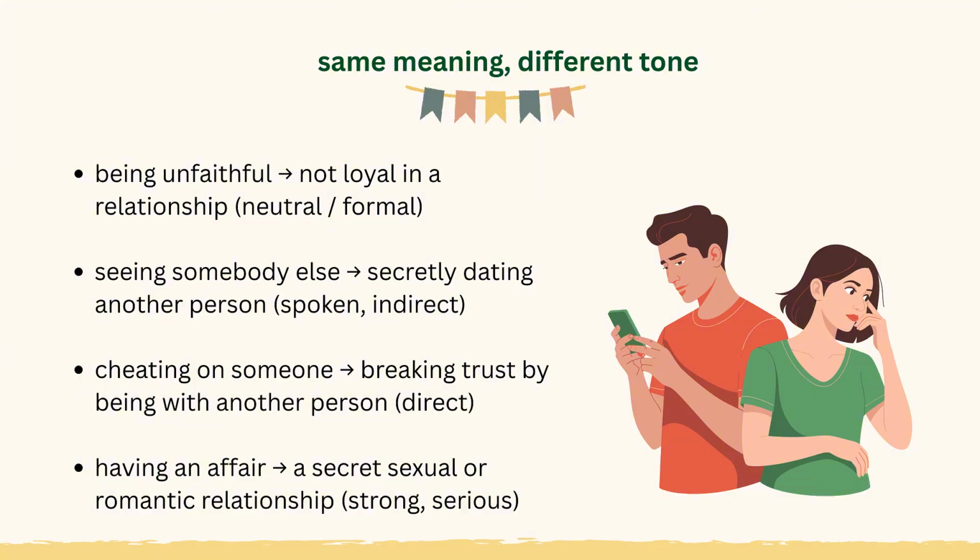Being unfaithful is a neutral, almost formal way to say someone was not loyal. Seeing somebody else is more indirect and very common in spoken English. Cheating on someone is direct and emotional. It clearly shows betrayal. And having an affair is the strongest expression. It usually means a secret and serious relationship. All of these can complete the sentence: She found out that he was... The meaning is similar, only the tone changes.